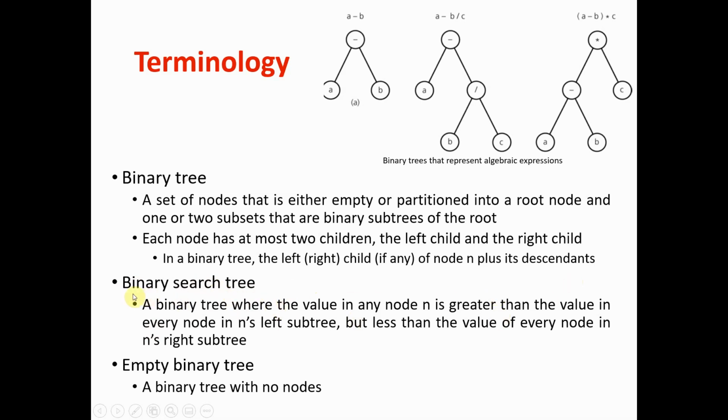Let's go over the concept of binary search tree again. It's a binary tree. The value of any node is greater than the value of every node in n's left subtree, but smaller than the value of every node in n's right subtree. I'm going to show you what a binary search tree is through an example. An empty binary tree is a binary tree with no nodes, and we consider the height of this one -1.